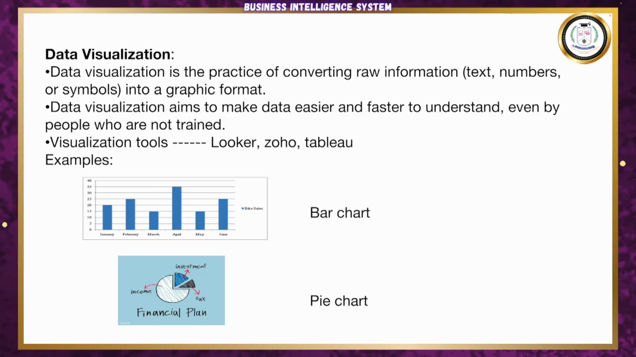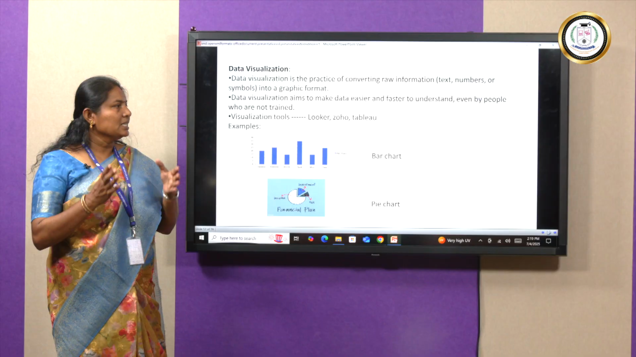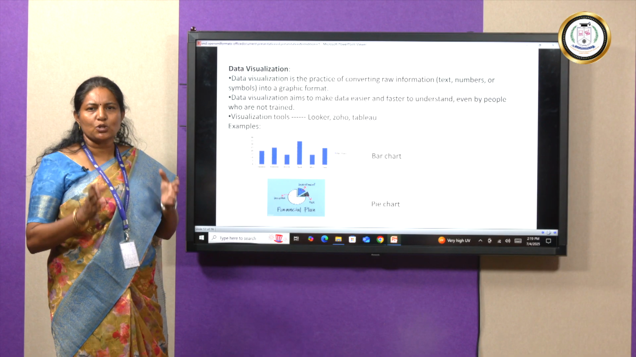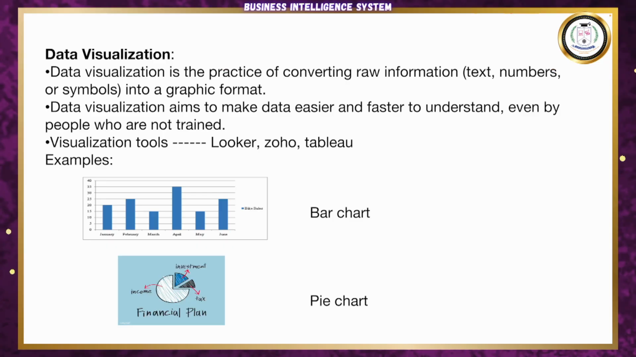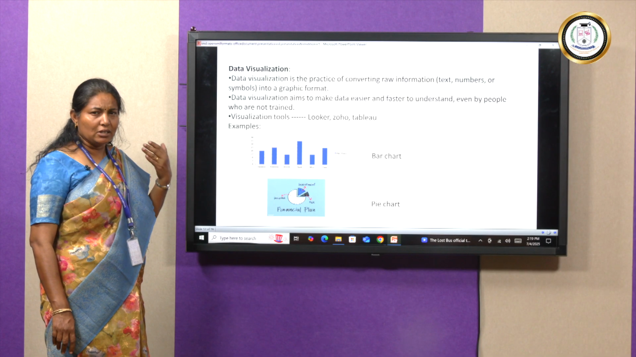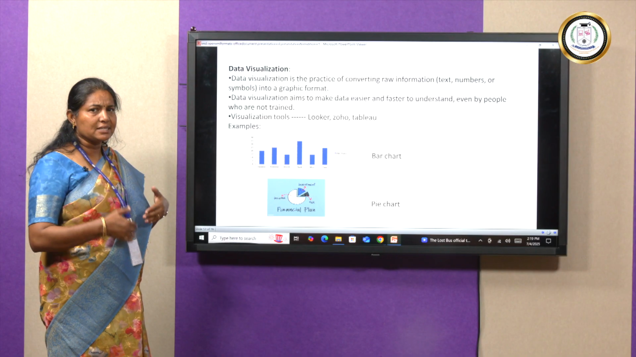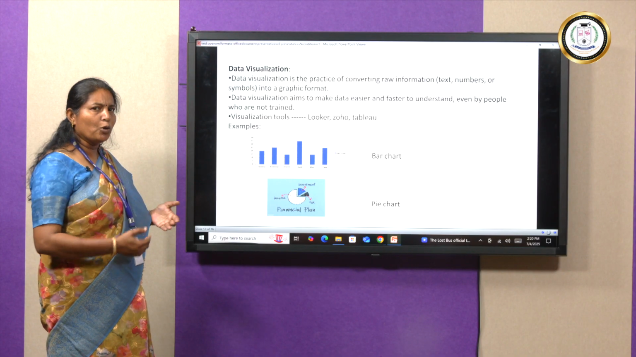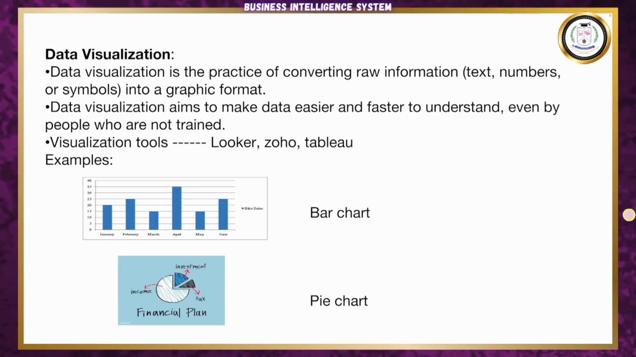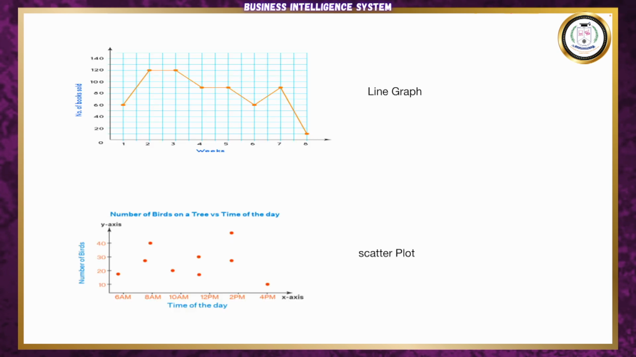The next one, data visualization. Normally data visualization tools are used to represent the data in the form of charts, graphs, dashboards and scorecards. Data visualization aims to make the data easier and faster to understand, even by people who are not trained. Untrained people can also easily access these data visualization reports, dashboards and scorecards. Here bar chart, pie chart, line graph and scatter plots are some examples of visualization tools.